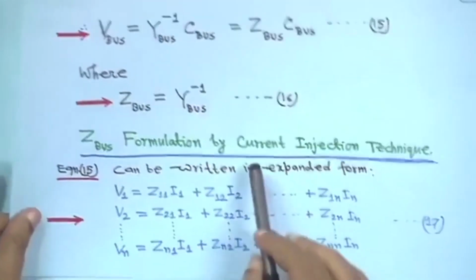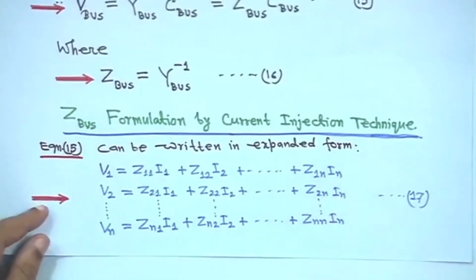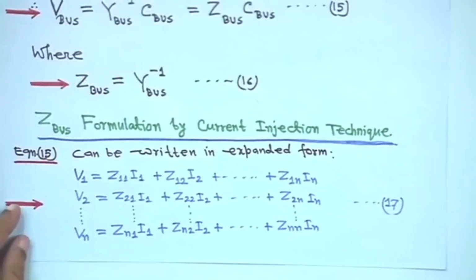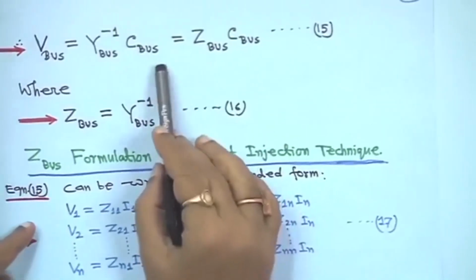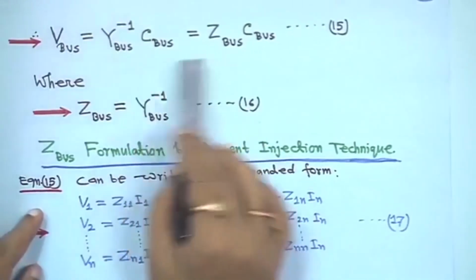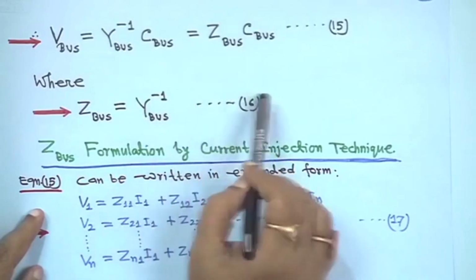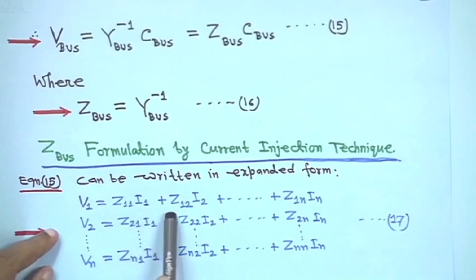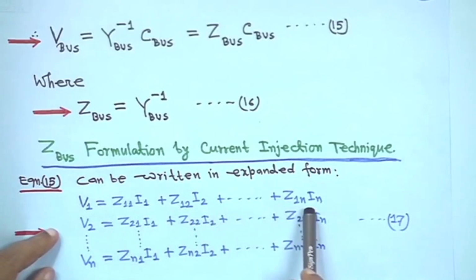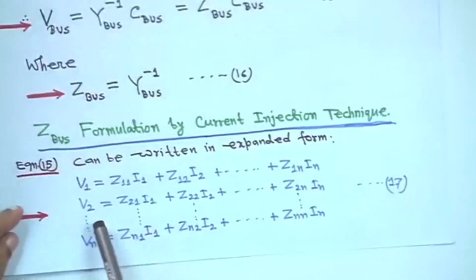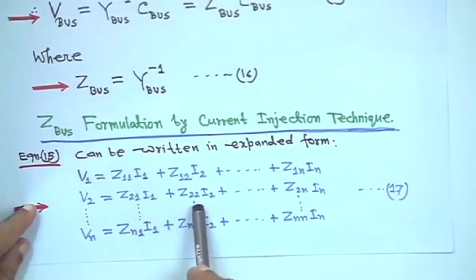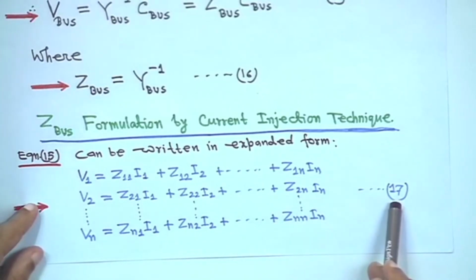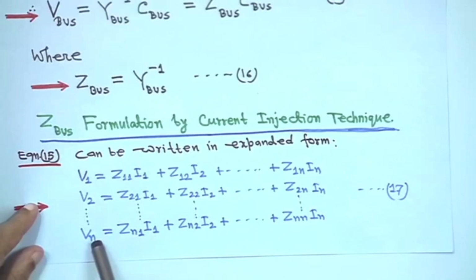Now, Z bus formulation by the current injection technique. Although this technique is not good enough, just see how things are. If you write all the equations of equation 15 rather than in matrix form, then V1 is Z11 I1 plus Z12 I2 up to Z1n In. Similarly, V2 is equal to Z21 I1 plus Z22 I2 up to Z2n In. This is equation 17, a set of equations, and of course Vn is there.